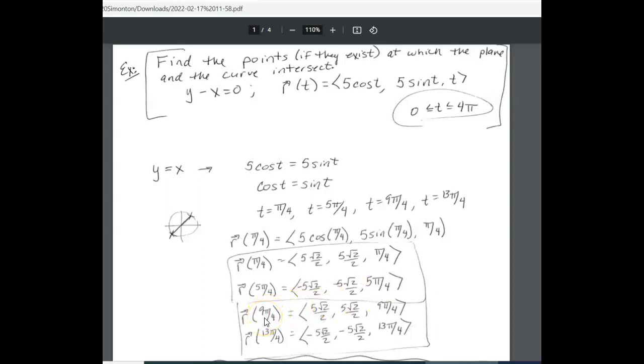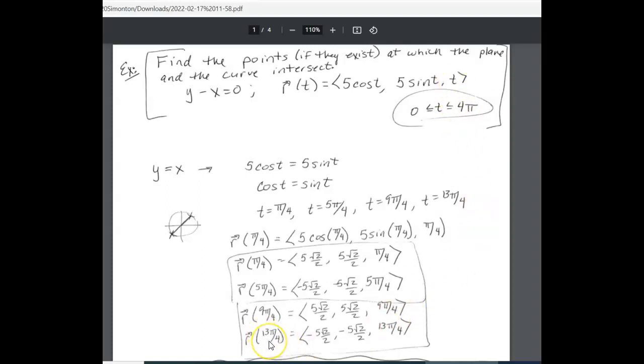Then when I get back to 9 pi over 4, the sine and cosine values are the same as they were at pi over 4, so those x's and y's still become 5 root 2 over 2. But my t value this time is 9 pi over 4, so that's my z component, right, from up here.